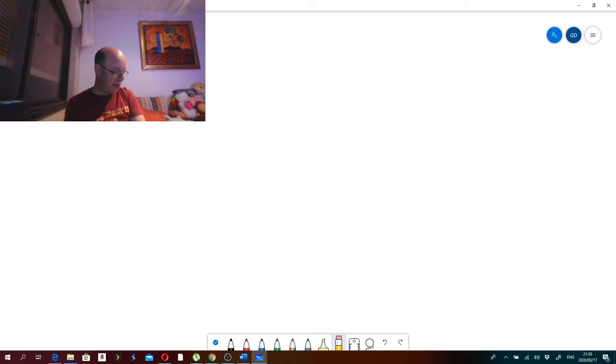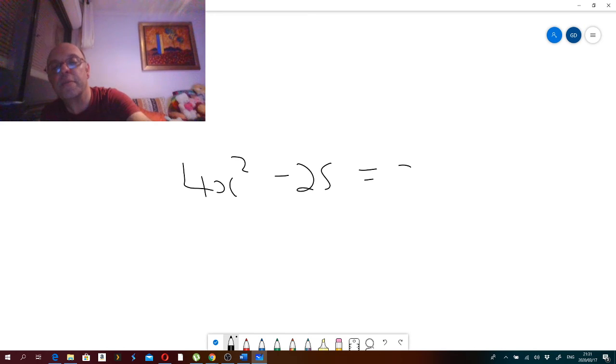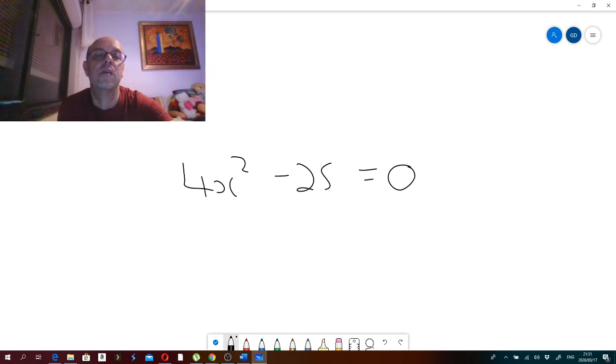Right, let's move a little bit further. Number 2a looks a little different, and it is also still a difference of squares, but it's got a variable or a factor in front of the x squared. So now we have 4x squared minus 25 is equal to 0. This is 2a of 13.8. Right, so let's have a look.